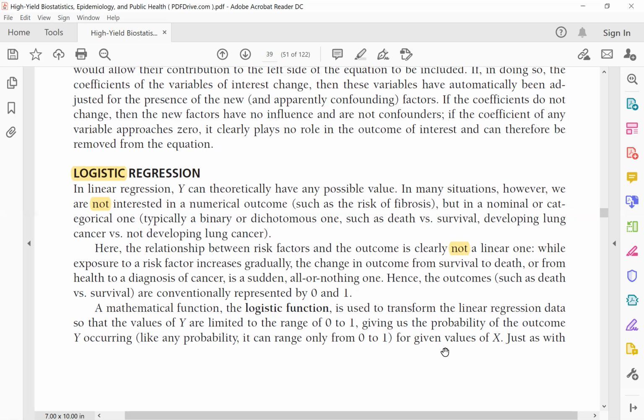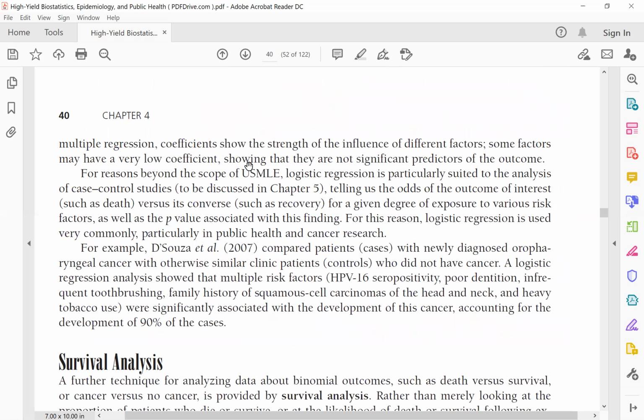Just as with multiple regression, coefficients show the strength of the influence of different factors. Some factors may have a very low coefficient, showing they're not significant predictors of the outcome.